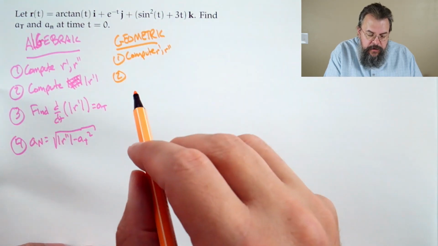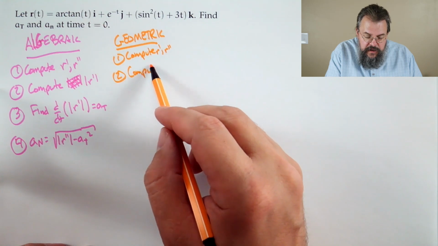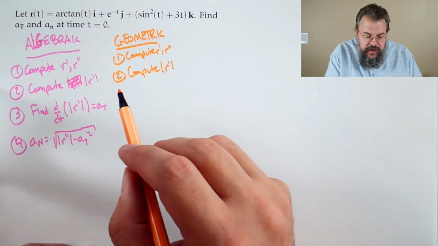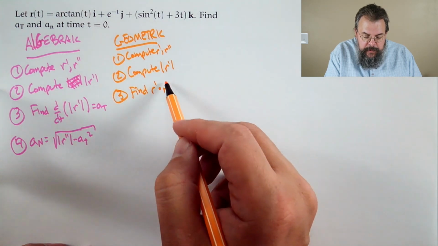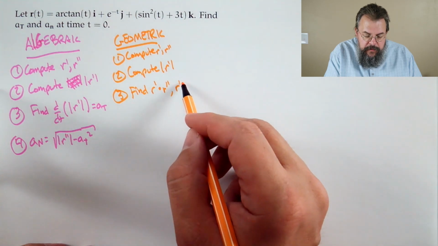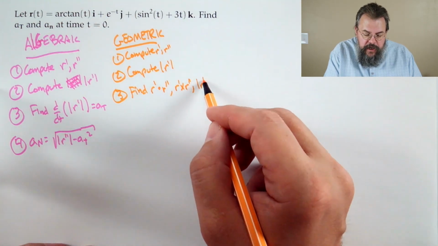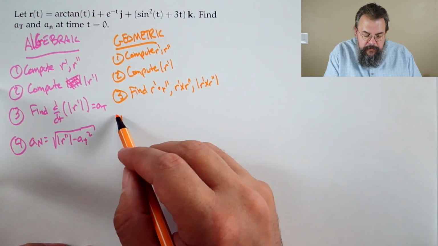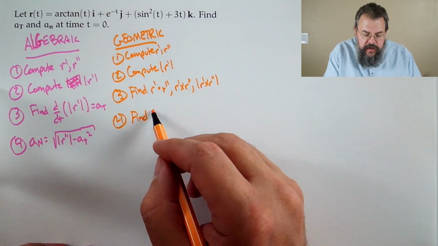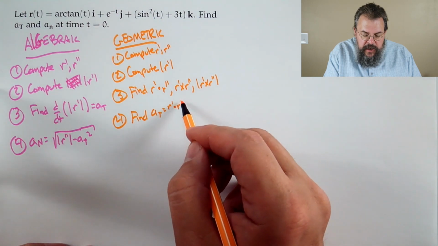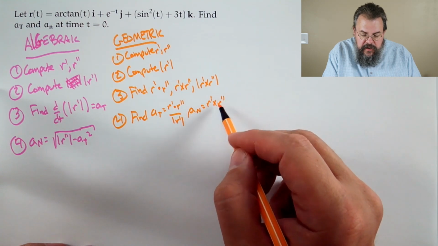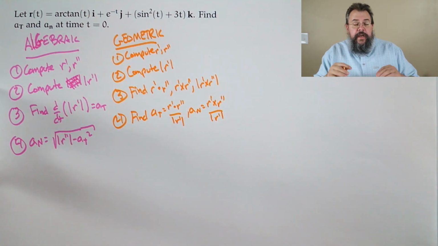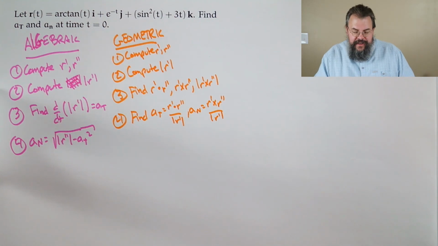Step 2, we need to compute the magnitude of r prime. Step 3, we need to find r prime dot r double prime, r prime cross r double prime, and the magnitude of r prime cross r double prime. And step 4, find a sub t, which is the dot product over the magnitude of r prime, and a sub n, which is the cross product over the magnitude of r prime. Okay, so that's sort of the two processes side by side. That's what you have to do.